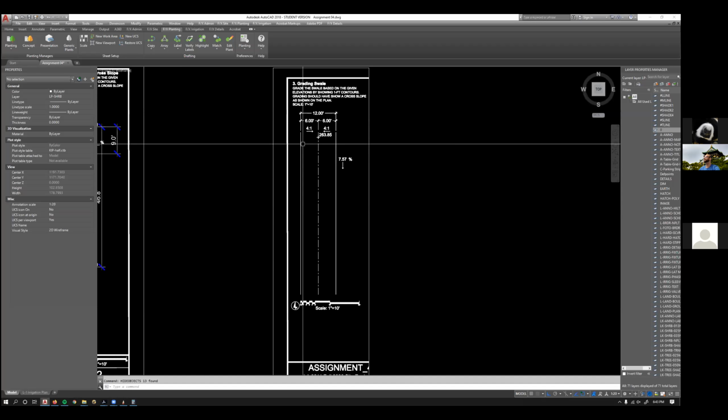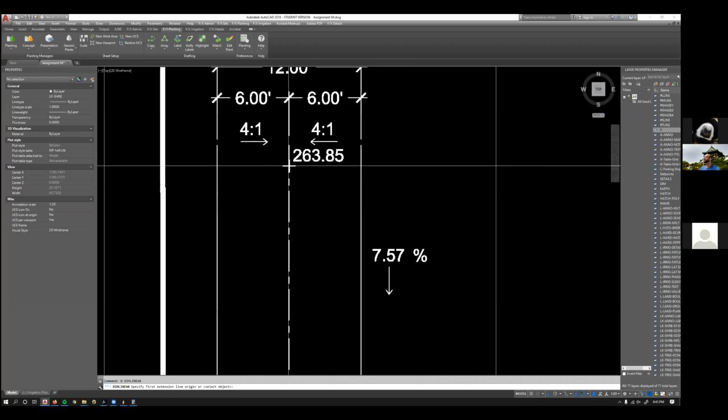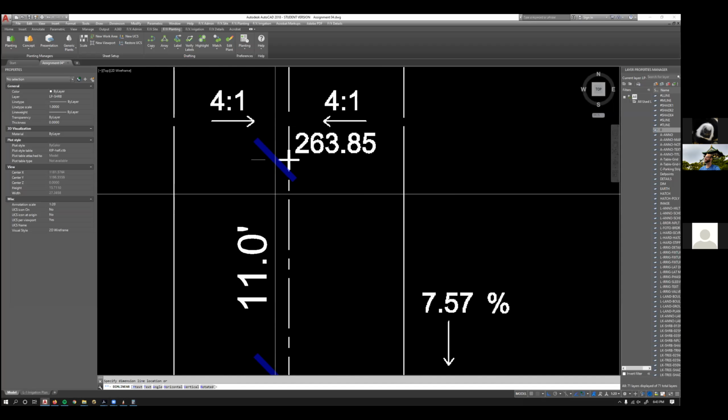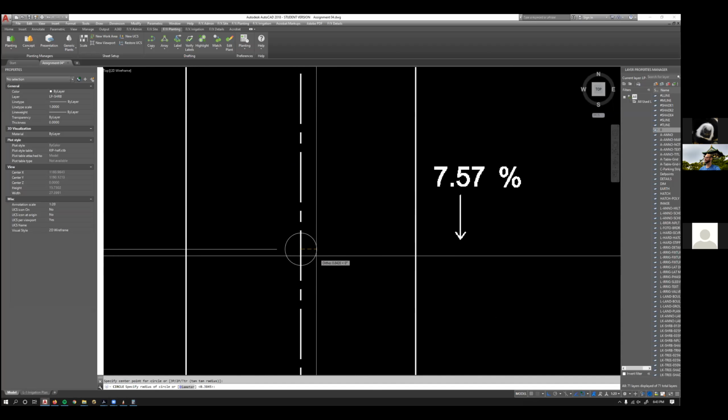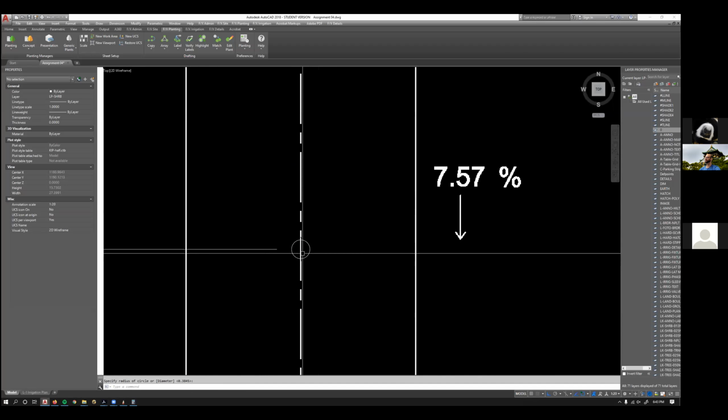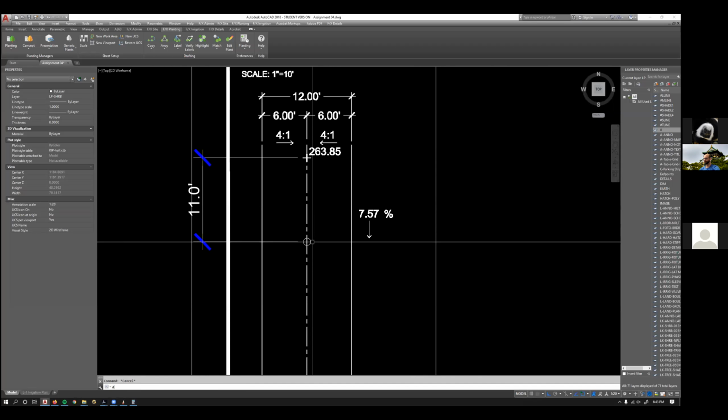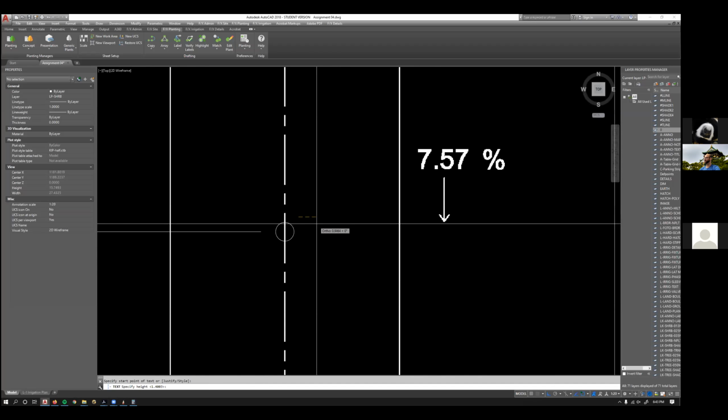So we're going to come down here to our drawing and measure 11 feet down from this point. And that is where our first contour is going to begin. That'll be our starting point. That'll be 263.